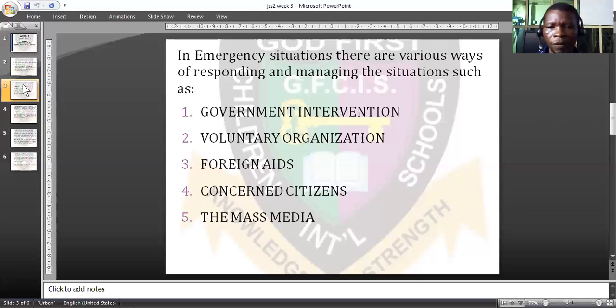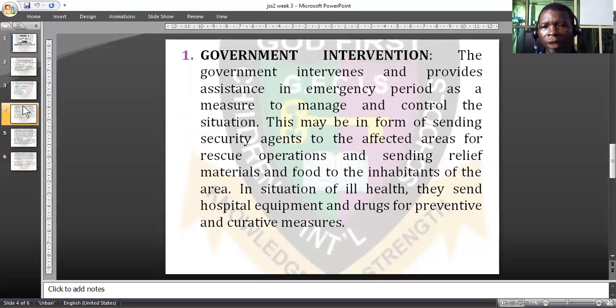Like this coronavirus is an example of an emergency situation. How has it been managed by the government, the voluntary organization, the foreign aids, the concerned citizens, and through the mass media? The first one is government intervention. That is, how does the government come in to intervene during emergency situation? Or what are the roles that the government can play during an emergency situation?